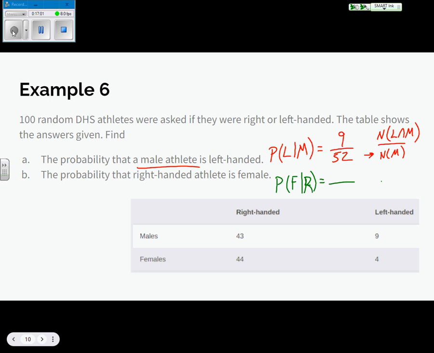Okay. My sample space is going to be the number of right-handed athletes that I have. That's going to go down here on the bottom. So the number of right-handed athletes I have looks like 87. And on top, just of these right-handed athletes, which ones were also female? Well, that would be the 44. So on top up here, I put the number that were female and right-handed. So that'd be 44 out of 87.